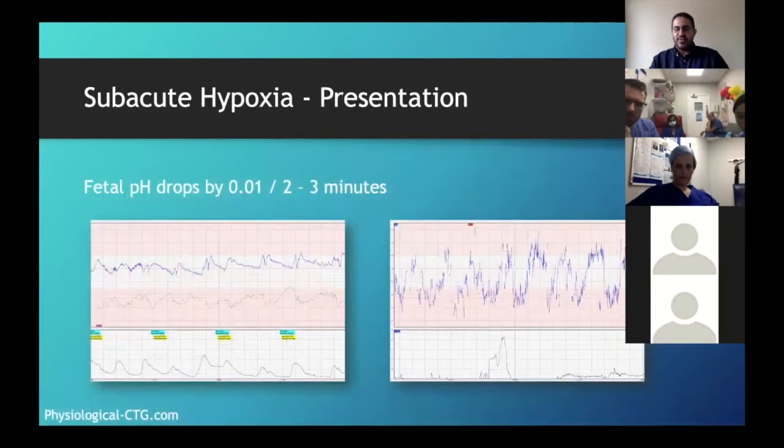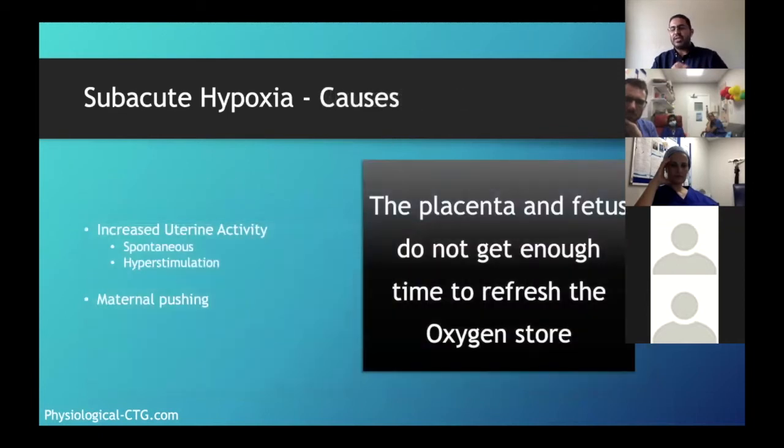So that's why the definition is spending more time responding to hypoxia, regardless of what the hypoxia is. Okay, sorry, regardless of what the response is. It might be decelerations. It might also be the partial cord compressions. The pH drops at a rate of 0.01 every 2 to 3 minutes, so slower than the acute hypoxia, but still significant. The idea is that the baby is not getting enough time to refresh the oxygen stores. So the placenta is not getting the time, hence the baby is not getting the time. It might be that the placenta is fine, but the baby is getting cord compressions.